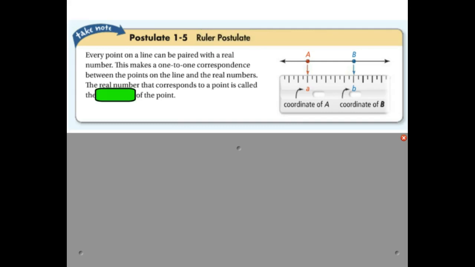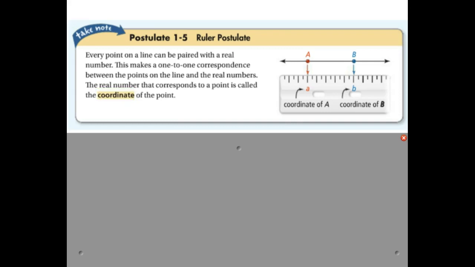Postulate 1.5 is the ruler postulate. It says every point on a line can be paired with a real number. This makes a one-to-one correspondence between the points on the line and the real numbers. The real number that corresponds to a point is called the coordinate of the point.